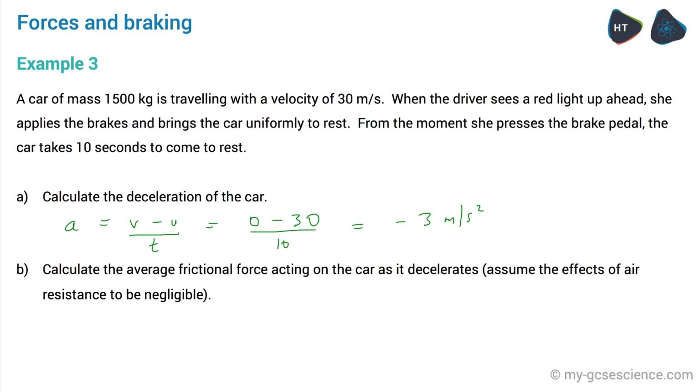For part B, we know the mass and the negative acceleration of the car, so the correct equation to use is Newton's second law, F equals ma, which becomes 1500 times minus 3, which gives minus 4500 newtons, or minus 4.5 kilonewtons. Notice here that we're assuming that the friction between the tyres and the road is the only force that decelerates the car, but in reality, air resistance will do some of the work as well.